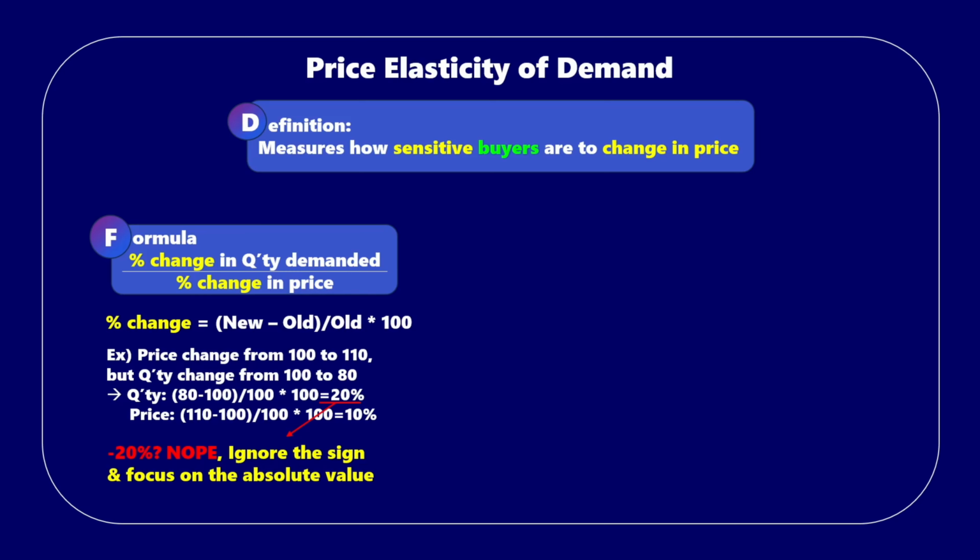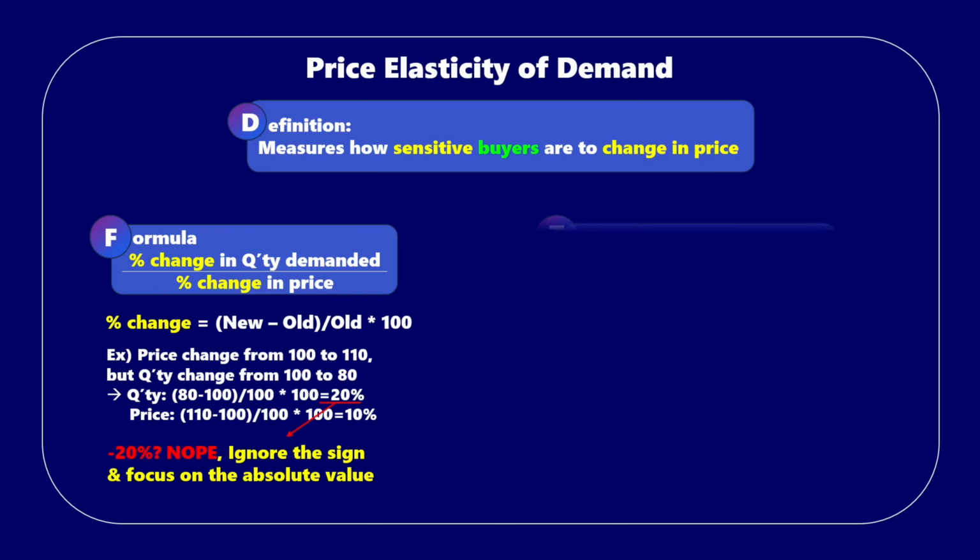Let's walk through a quick example. Suppose the price of a good increases from 100 to 110, and at the same exact time, quantity demanded falls from 100 units down to 80 units. The percent change in quantity demanded is negative 20%, and the percent change in price is positive 10%. Now here's a huge calculation rule: ignore the negative sign. The demand curve slopes downward, so price elasticity will almost always come out negative. For price elasticity of demand, we care about the absolute value. So we compare 20% to 10%. Quantity changes more than price, which tells us demand is elastic.